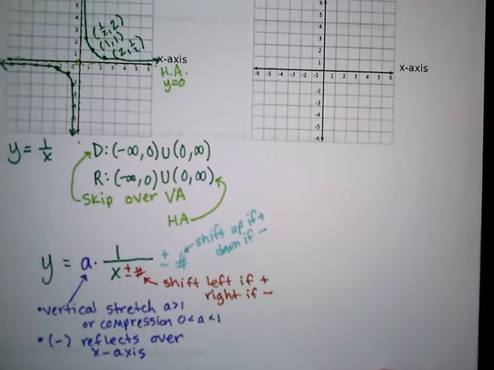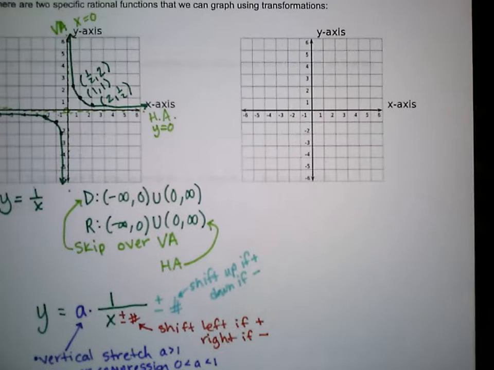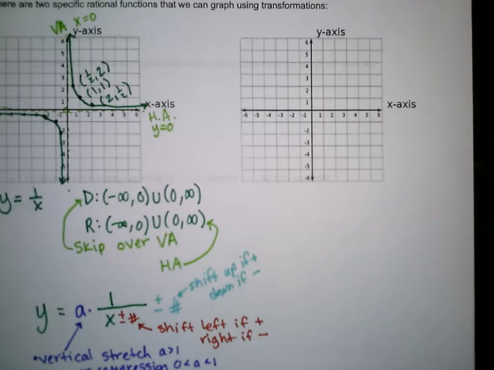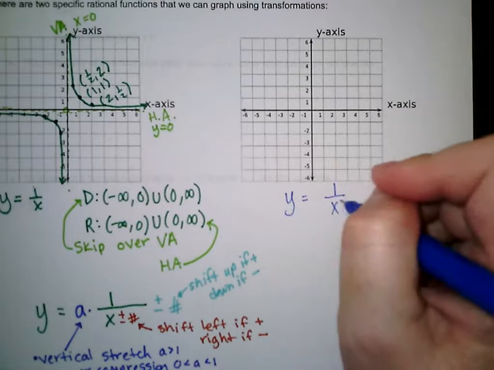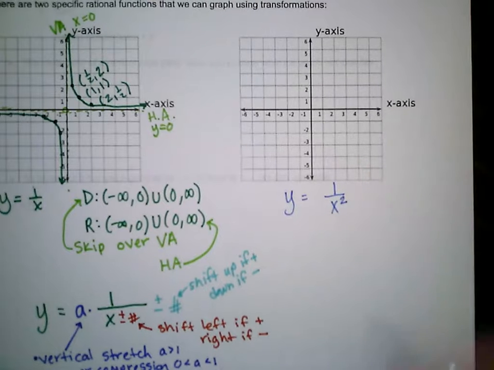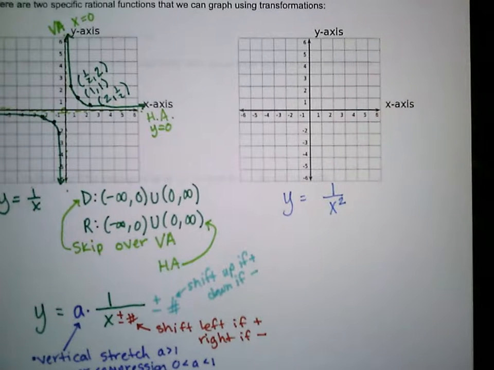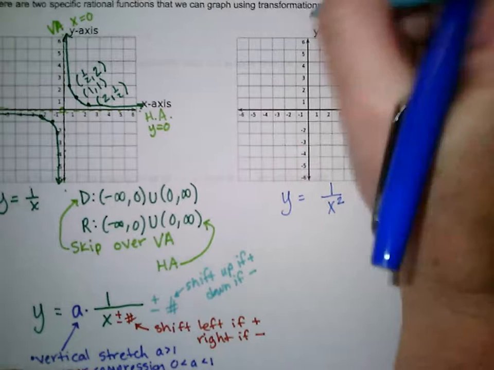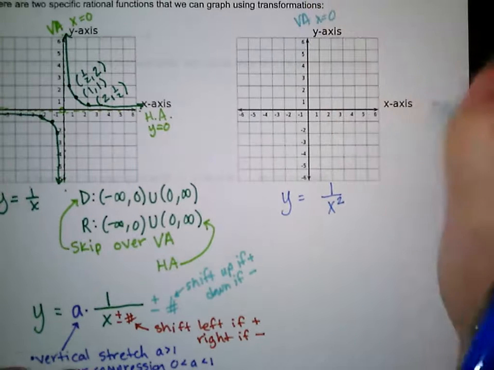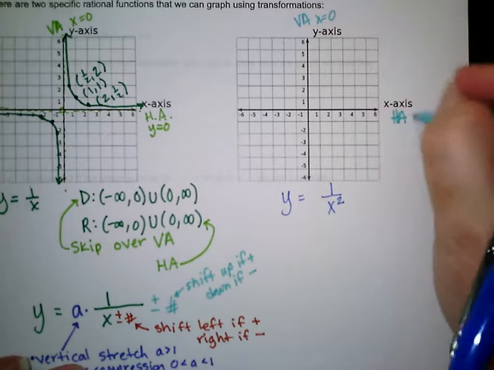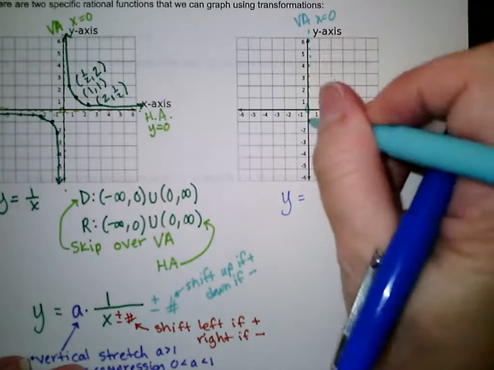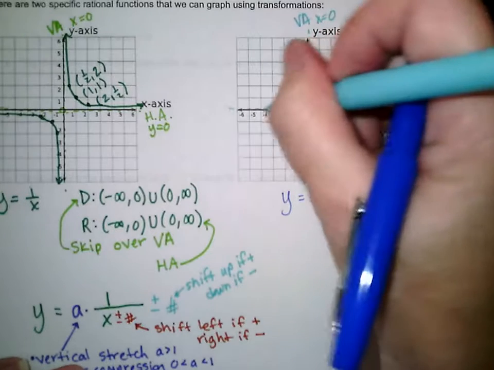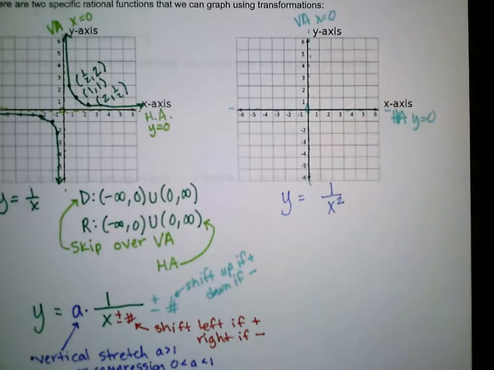The other parent function that we're going to look at is y equals 1 over x squared. So now it's going to have that same black hole. So it'll have a vertical asymptote at x equals 0, a horizontal asymptote at y equals 0. I still can't divide by 0, so 0, 0 is the no zone.